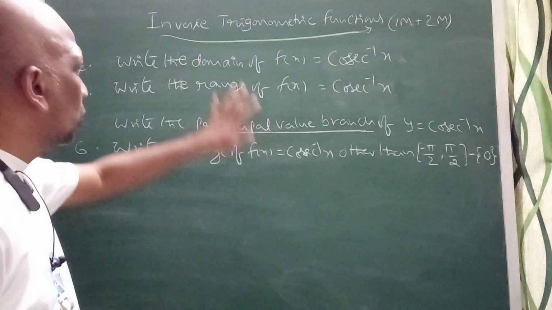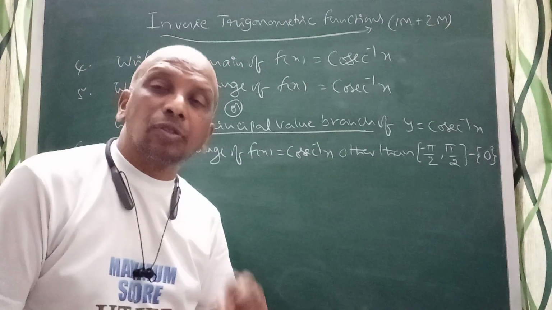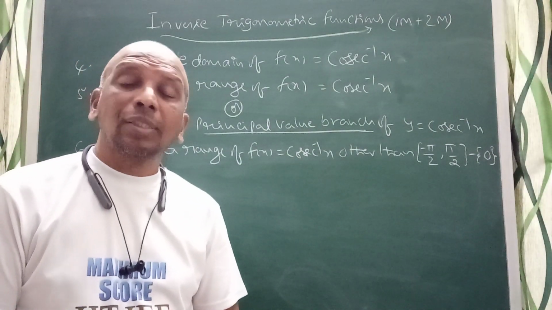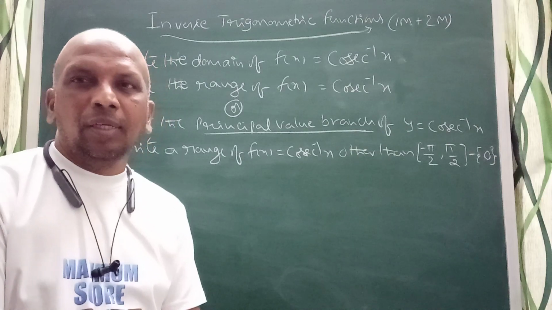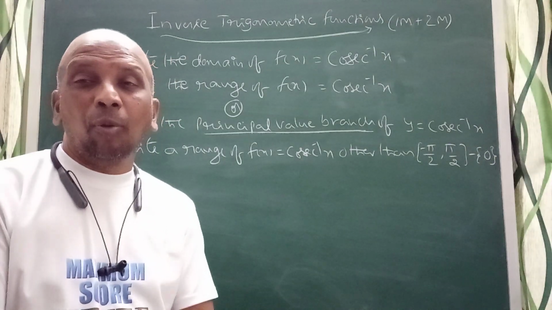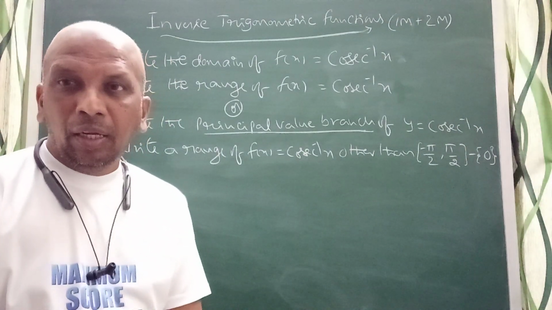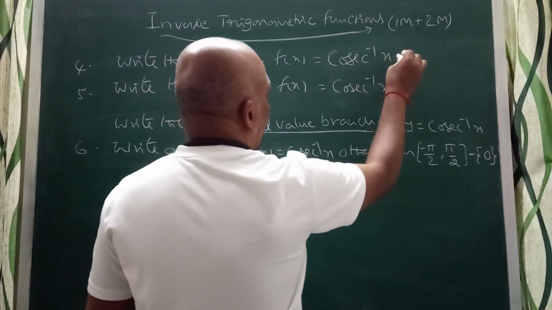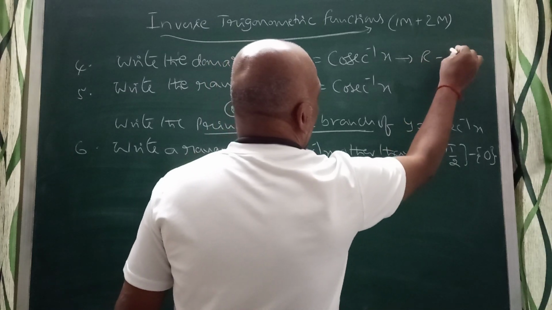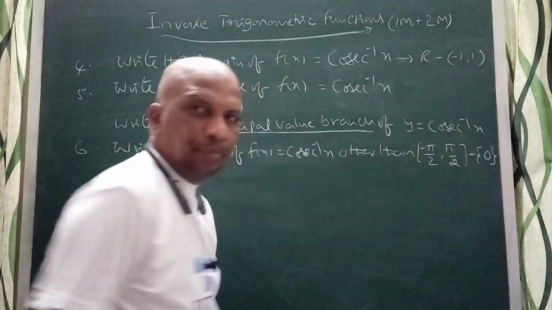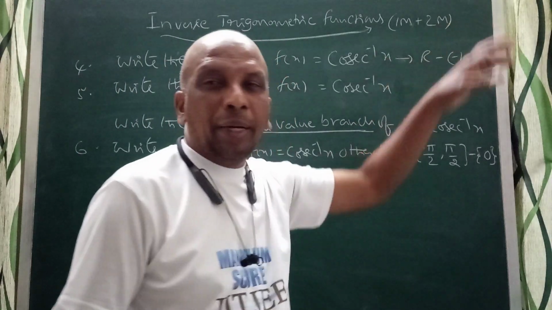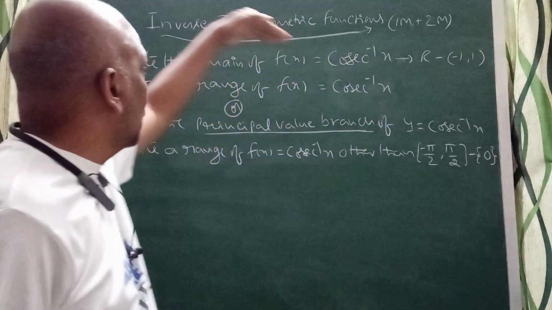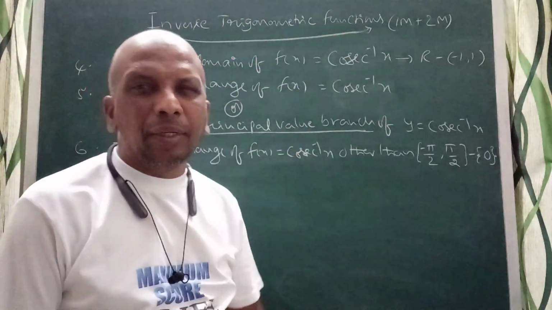Now when you are talking about the domain of cosecant inverse x, just think about the domain of sin inverse x. In that case x lies between minus 1 comma 1. So in the real numbers except those values, the domain of f of x equal to cosecant inverse x should be R minus the open interval minus 1 comma 1.